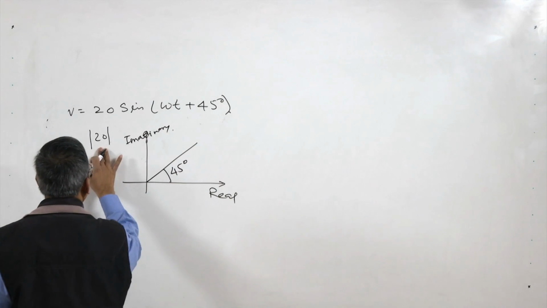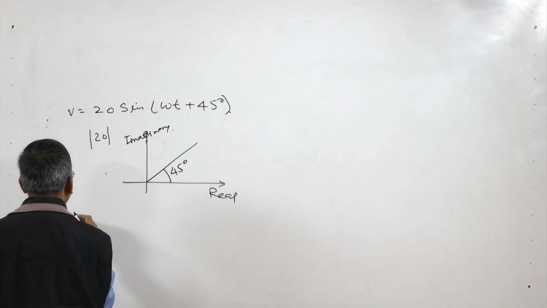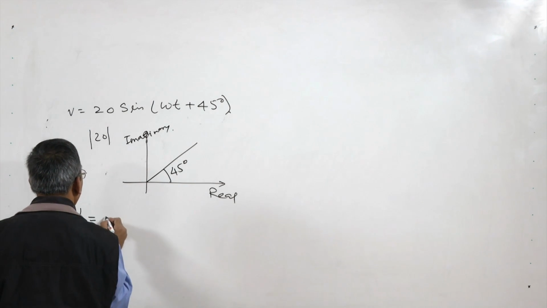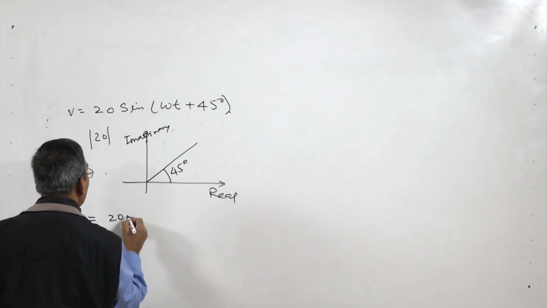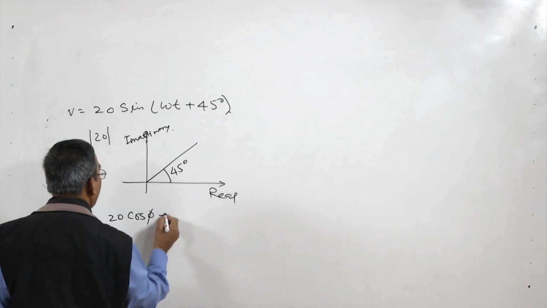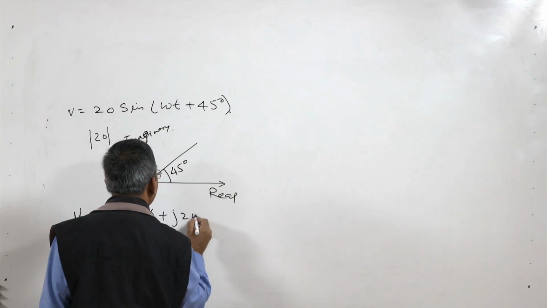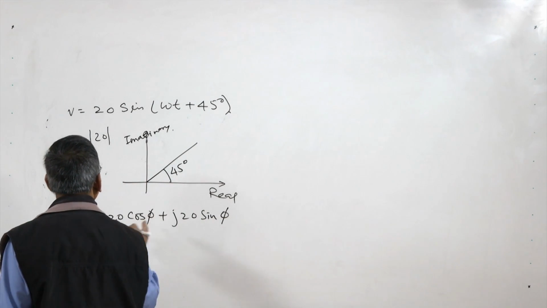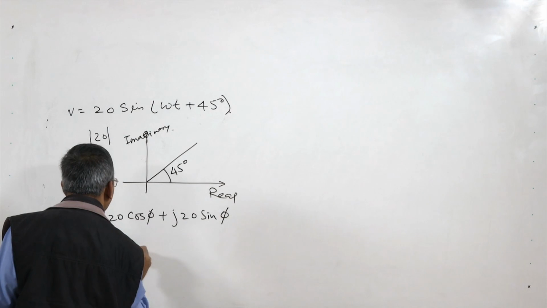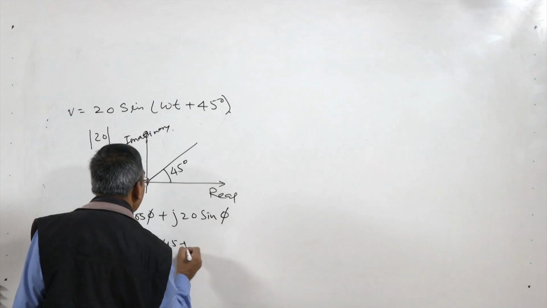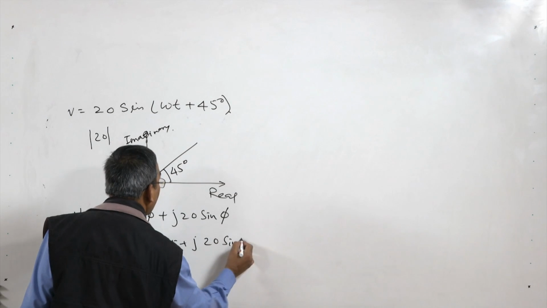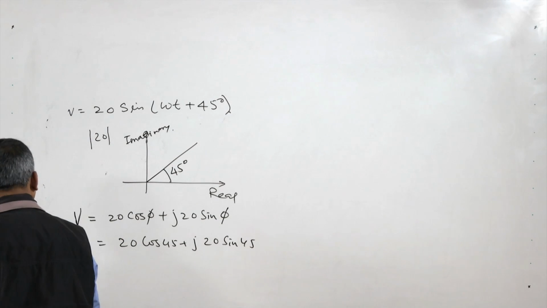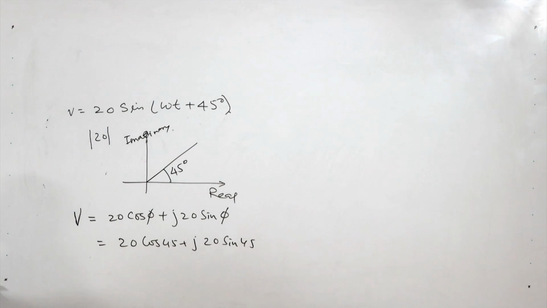And this magnitude is 20. So, we can represent this phasor, say as bold capital letter, as 20 cos phi plus j 20 sin phi. Okay. So, this is how we represent, and we can substitute the value, that is 20 cos 45 plus j into 20 sin 45.